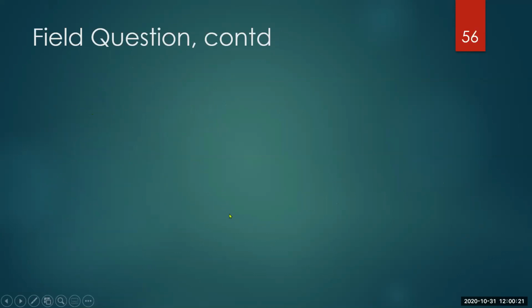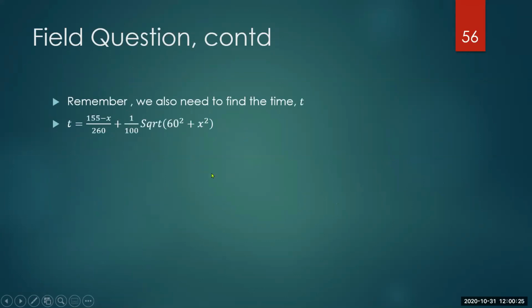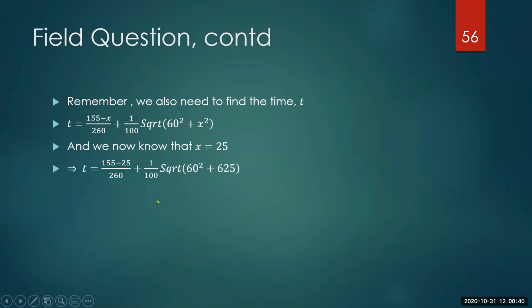And so moving on, remember we also need to find the time t, but we said that t is equal to (155 minus x) over 260 plus 1/100th of the square root of 60 squared plus x squared. We now know that x is equal to 25, and so we plug in the value of 25 and we get that t is equal to 1.15 minutes.